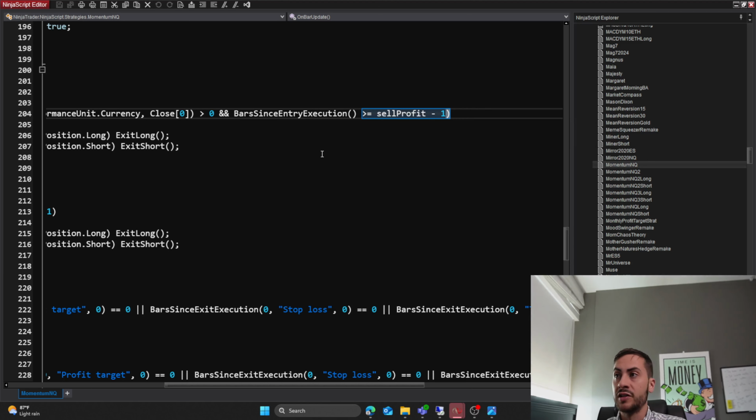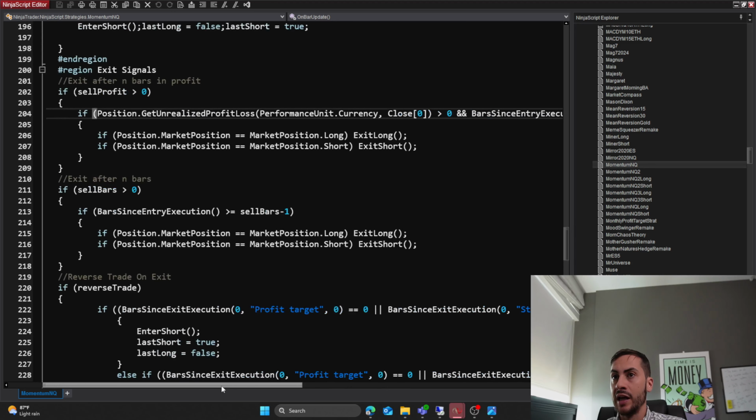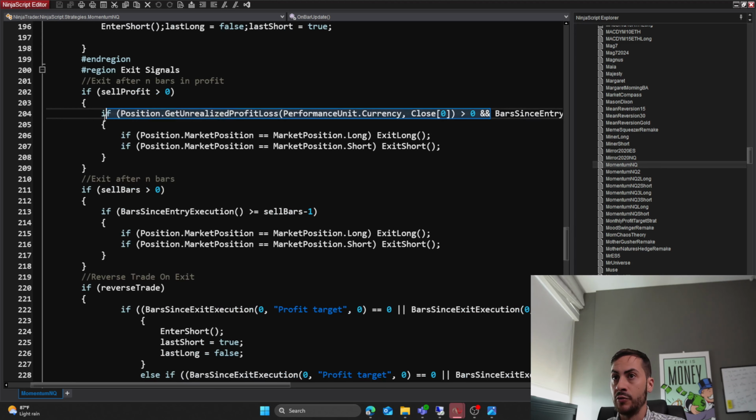So sell profit has a value of 60, so it's checking if more than 60 bars have passed since we've entered, and if so, and we're in profit, that's another check. We got to be in profit. If we are long, exit long. If we are short, exit short.